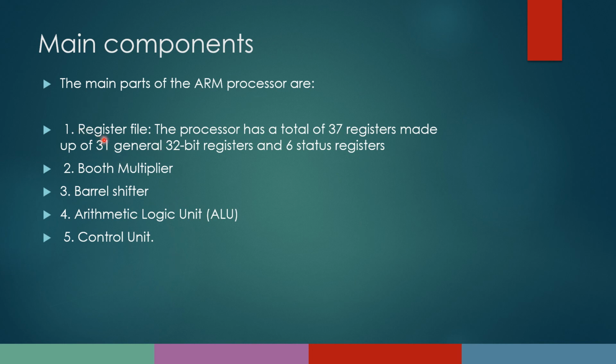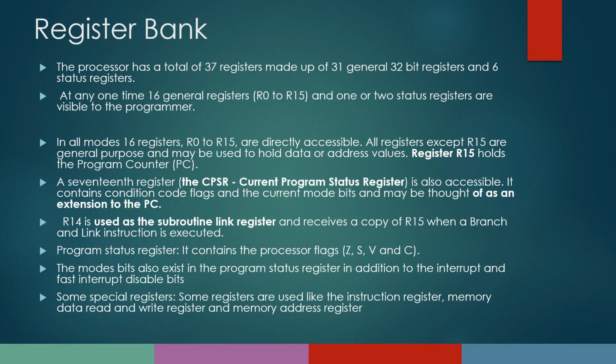First, in the case of the register file, a total of 37 registers are there, out of which 6 are status registers and 31 are general purpose registers. Each of these 31 general purpose registers is 32 bits. And then we have the Booth multiplier, barrel shifter, arithmetic and logical unit, and the control unit. Now we have to learn certain important points in the register bank. I told you that there will be a total of 37 registers, of which 31 are general 32-bit registers, and 6 are status registers.